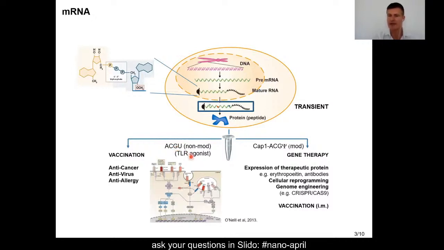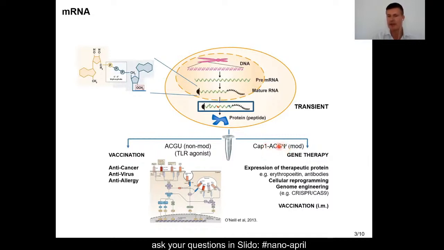This non-modified mRNA in the body is recognized by receptors in immune cells. These receptors, called Toll-like receptors, stimulate inflammation when they detect nucleic acids, for example, non-modified mRNA that is injected. So when you inject this non-modified mRNA, because of inflammation, you can do vaccination. This is used and developed as anti-cancer vaccination, anti-allergy vaccination, and has been approved recently against COVID-19 as antivirus vaccination.